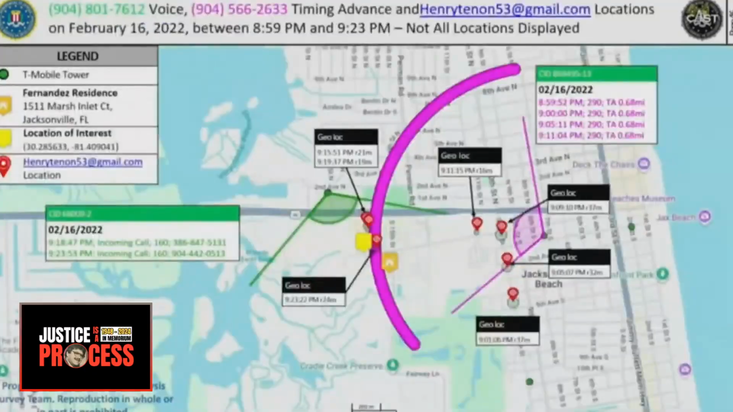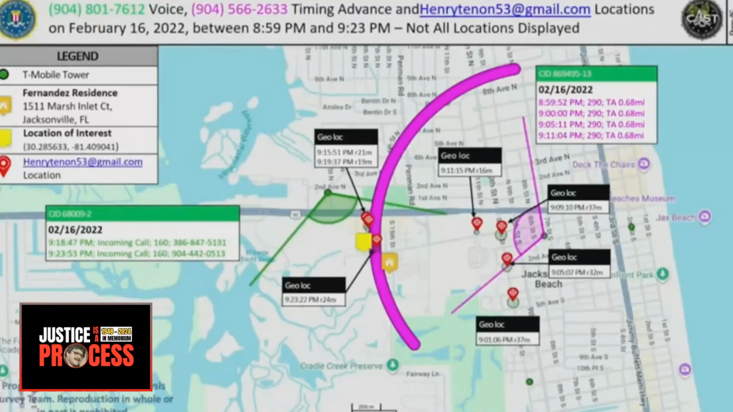Okay, so next, the voice data and Google location data for Mr. Tenon's cell phones and the timing advance data for Mr. Fernandez's cell phones are indicated here on slide 46 for the time frame between 8:59 p.m. and 9:23 p.m. I'm going to start with Mr. Tenon's devices. Can you explain to me what the data on this slide indicates about his voice device 7612 and Henry Tenon 53 at Gmail?